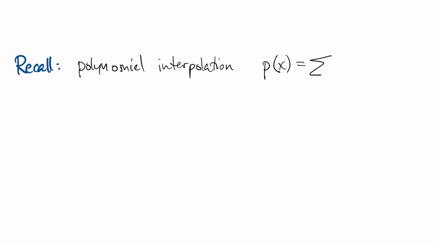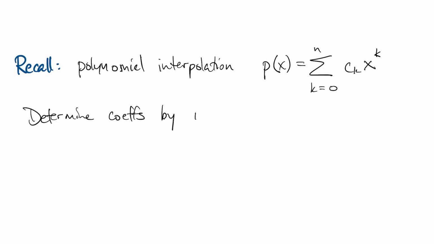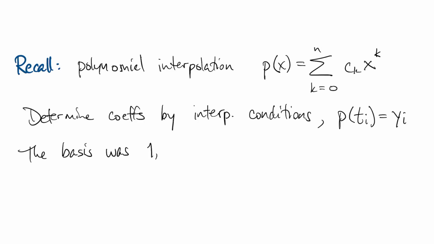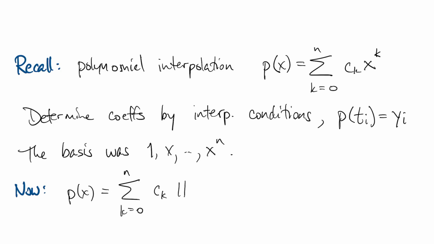Let me expand on that for a second. When we started out with polynomial interpolation in Chapter 2, we wrote down a polynomial with undetermined coefficients. Then we imposed interpolation conditions, which led to a linear system that we had to solve for the coefficients. We didn't use this language at the time, but we were using a basis that were the functions 1, x, x squared, and so on. Now the process is the same, but we're using the hat function basis instead.